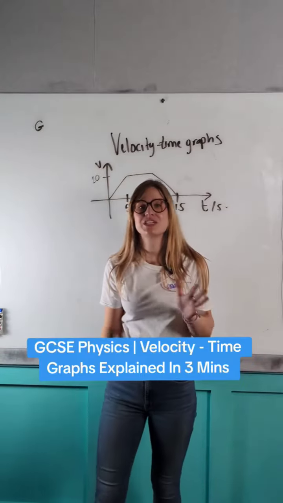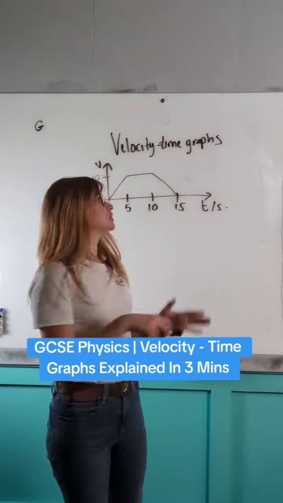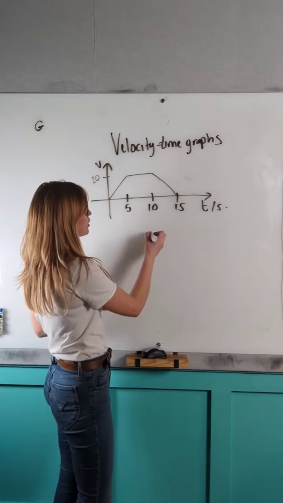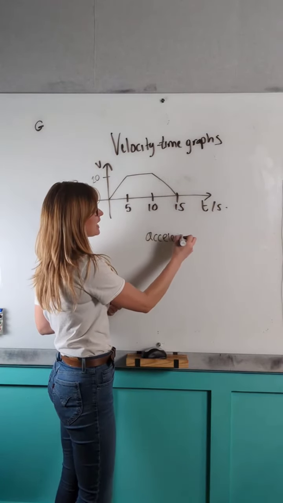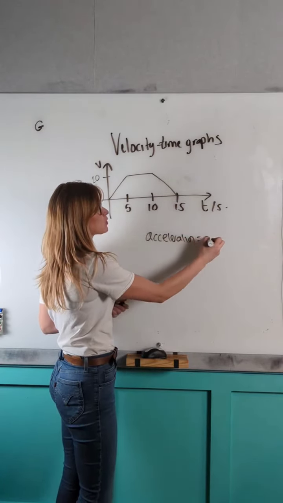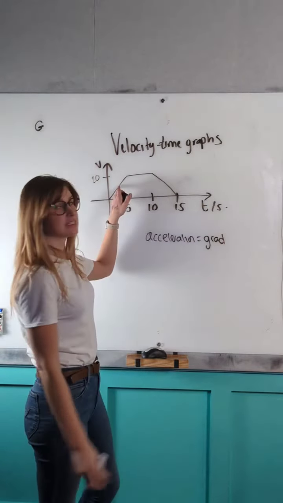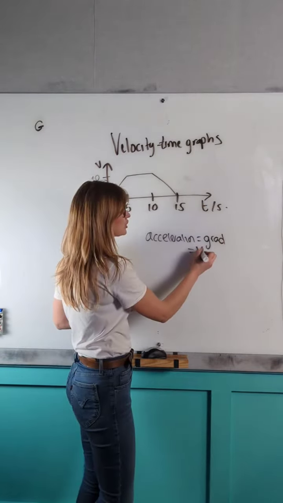Hi guys, so this one we're going to explain velocity time graphs. If we look at a velocity time graph, there's two pieces of information we can get. We can always figure out what the acceleration is, because the acceleration is always going to be the gradient of the lines. To find the gradient, we always do our vertical divided by our horizontal, or, as you might call it in maths, the rise over the run.